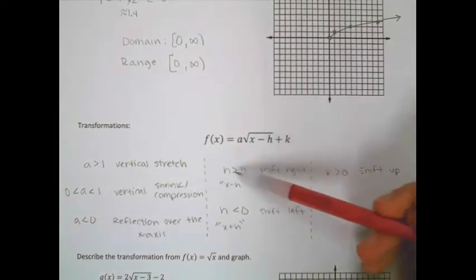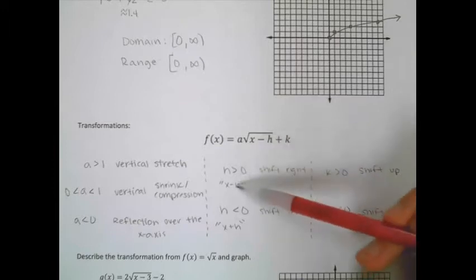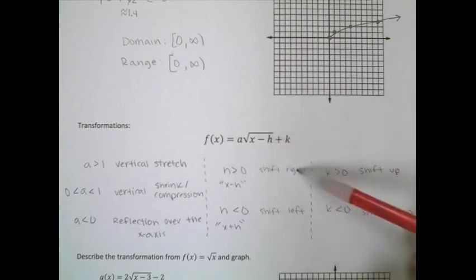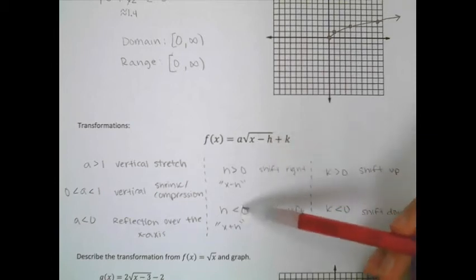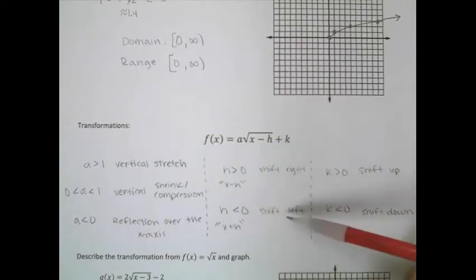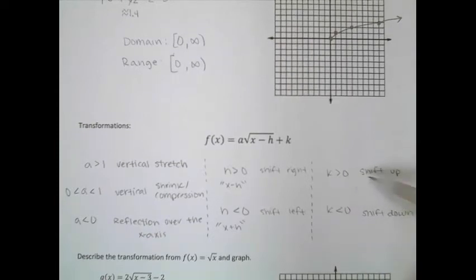When you have an H value that's positive, it looks like x minus H, so it's the opposite of what you think when it is in the skeleton here. So you shift right. When H is less than 0, it looks like x minus a negative, so it's plus H. So you shift to the opposite, you shift left. When your K value is greater than 0, you shift up, which is what you normally would think of. And then you shift down when K is less than 0.